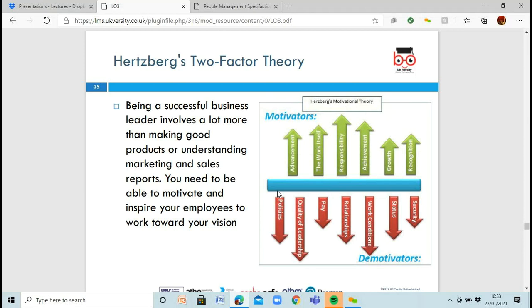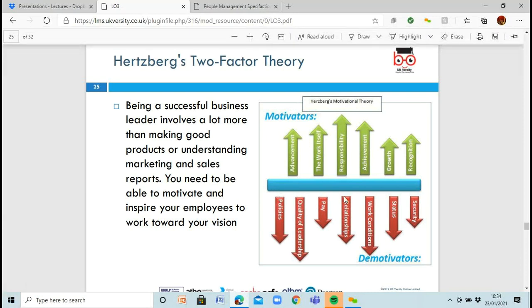So we've got Herzberg's two-factor theory. Herzberg believes that being a successful business leader involves a lot more than just making good products or understanding the market; you need to be able to motivate and inspire your employees as well.